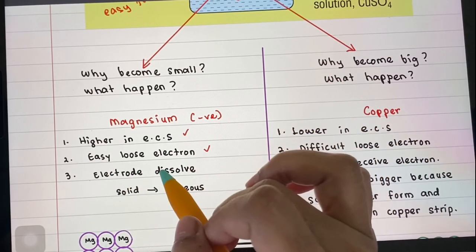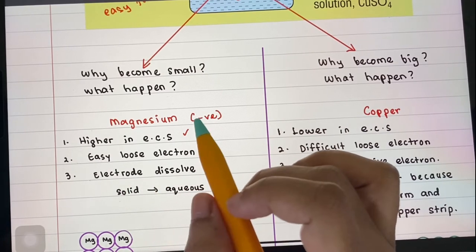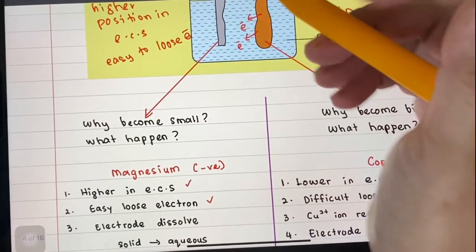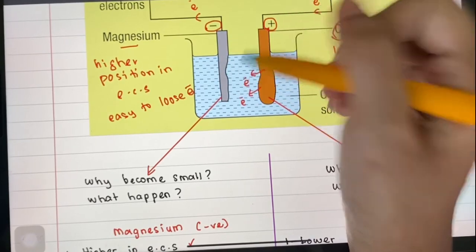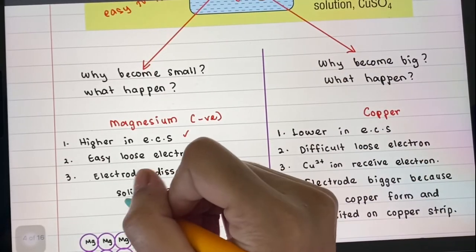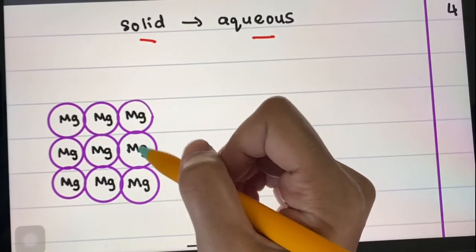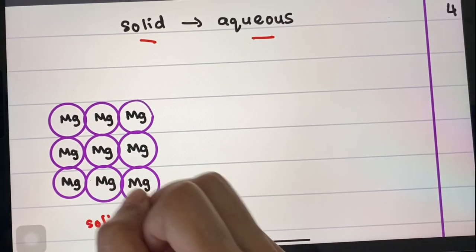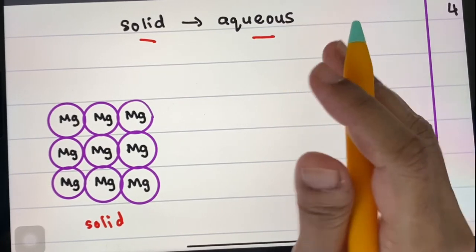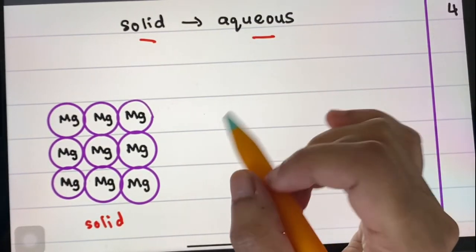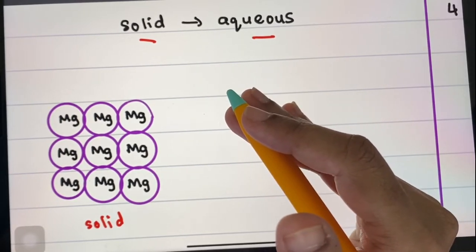Once it loses its electrons, the electrode will dissolve in the electrolyte. So the change of state is that our magnesium electrode is actually a solid. Once it dissolves, it will become an aqueous solution, from solid to aqueous. Let's see how it works. Now, this is magnesium in a solid form, in a solid condition. If we put it inside the chemical cell, magnesium is higher in electrochemical series position, so it loses electrons easily.